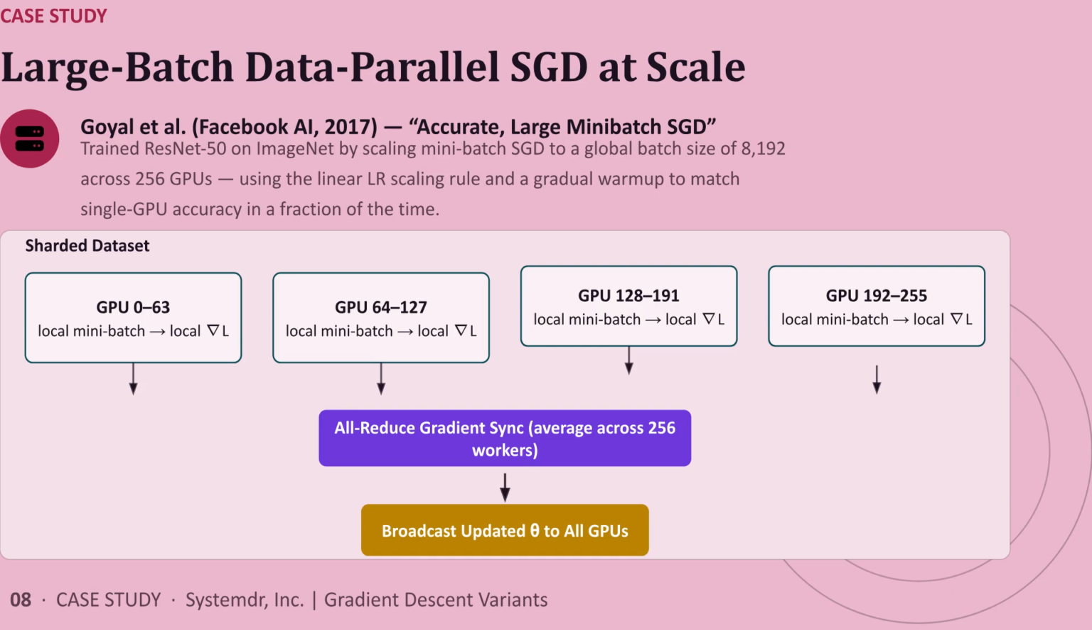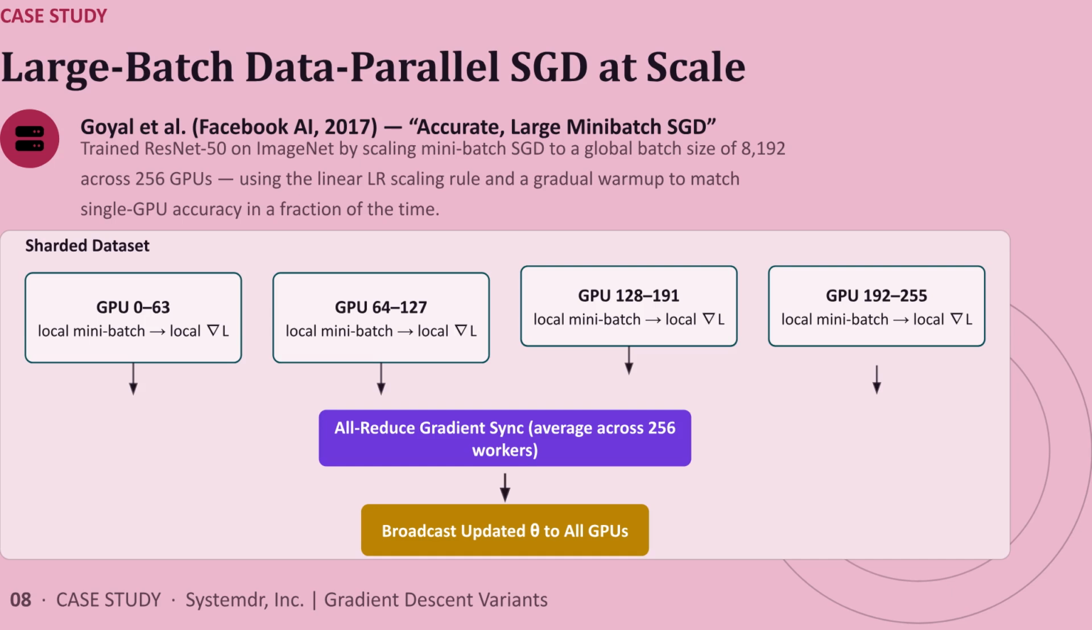And notice, this is the linear scaling rule and warm-up from the last slide, just applied at real scale. The base learning rate is scaled up proportionally to that 256 times increase in effective batch size, then ramped up gradually over the first several epochs.